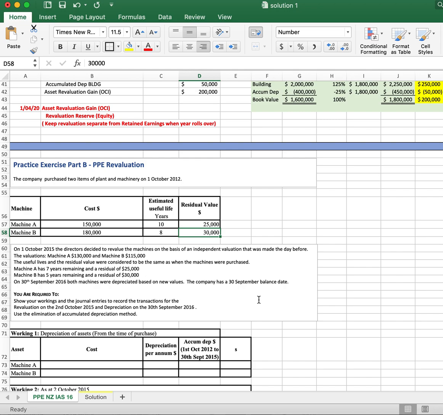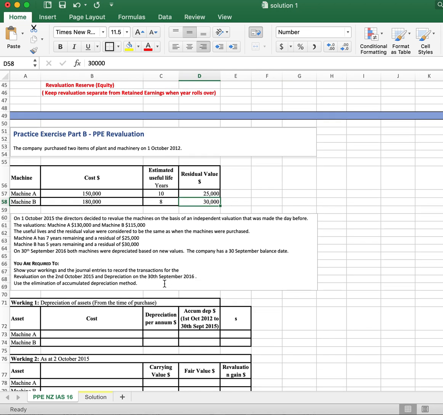The useful lives and the residual value were considered to be the same as when the machine was purchased, meaning that machine A has 7 years left because there was 10 and now 3 years later, there's 7 to go, and the remaining residual stays the same. Machine B started off with 8, 3 years later we say that's still correct, so 3 years are gone, we've got 5 left, so there's a residual value of 30,000.